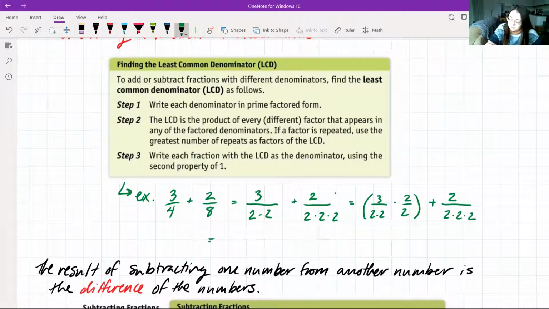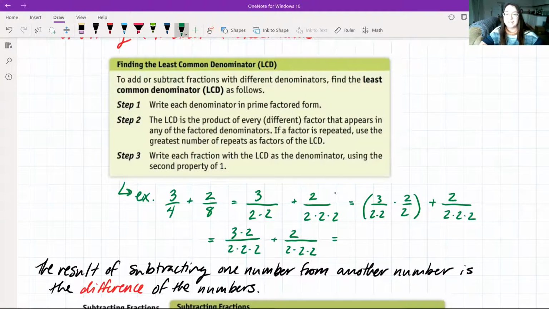We're going to continue this a little farther down. So now we have 3 times 2 divided by 2 times 2 times 2, plus 2 divided by 2 times 2 times 2, which we can simplify now. So 3 times 2 is 6, divided by 8, plus 2 divided by 8.